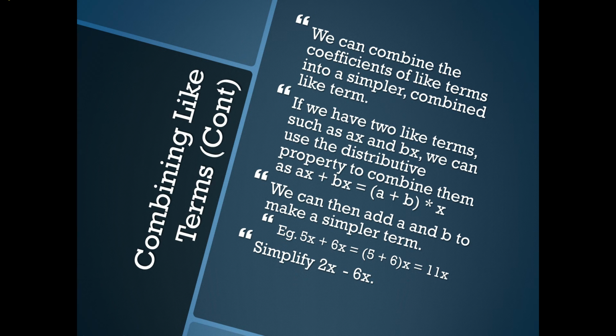So now let's simplify 2x minus 6x. Using the distributive property, we can group the constant together and take the variable on the outside. So we have 2x minus 6x is equal to 2 minus 6 times x, which is equal to negative 4x. It's pretty simple, actually. And if we check our work, we'll find that this is equal to this.